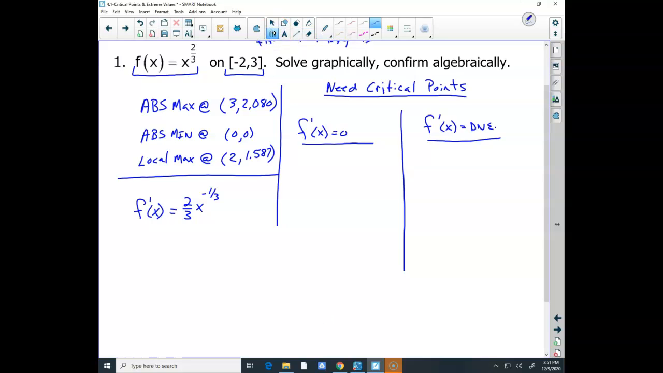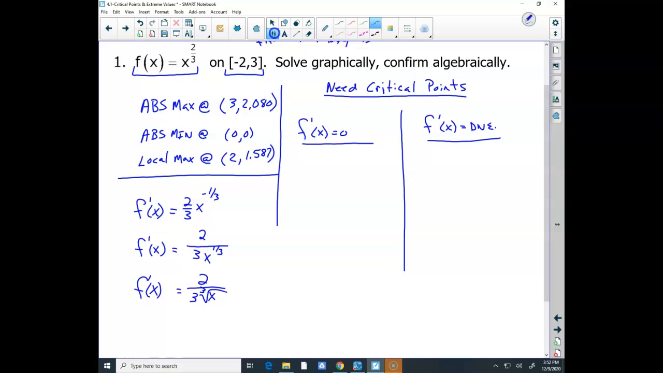Okay, wasn't that derivative really hard to take? Well, now we need to simplify that so we can make sense of it and figure out when it's 0 and when it doesn't exist. So f prime of x, when I simplify it, is going to equal 2 over 3 times x to the 1/3. Some people are going to say they need to see it like this. It really doesn't matter how you write it. There it is.